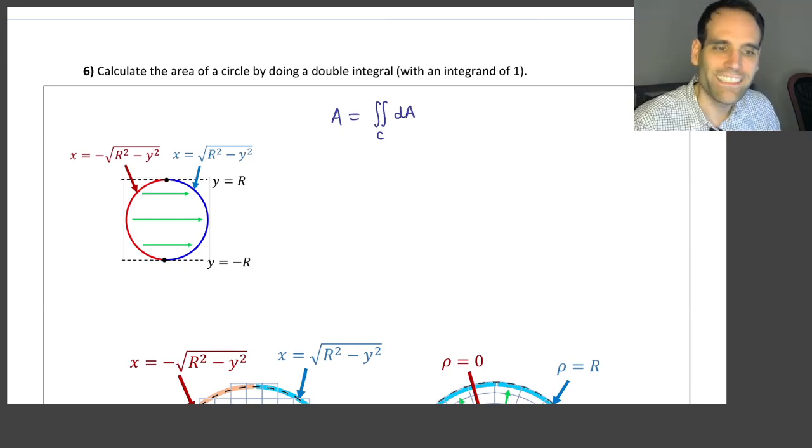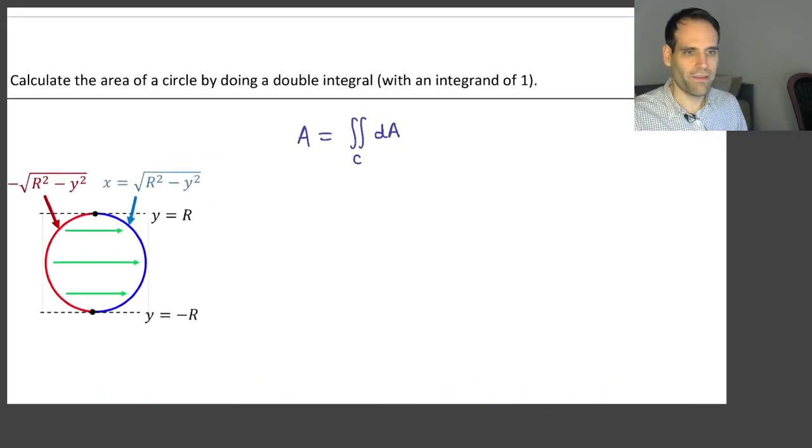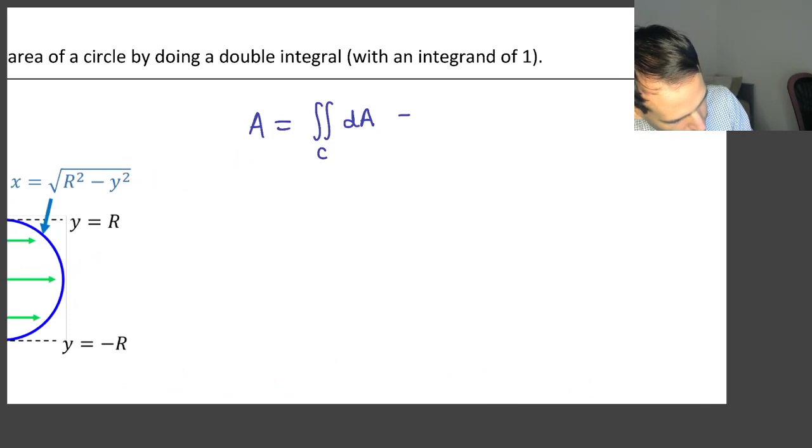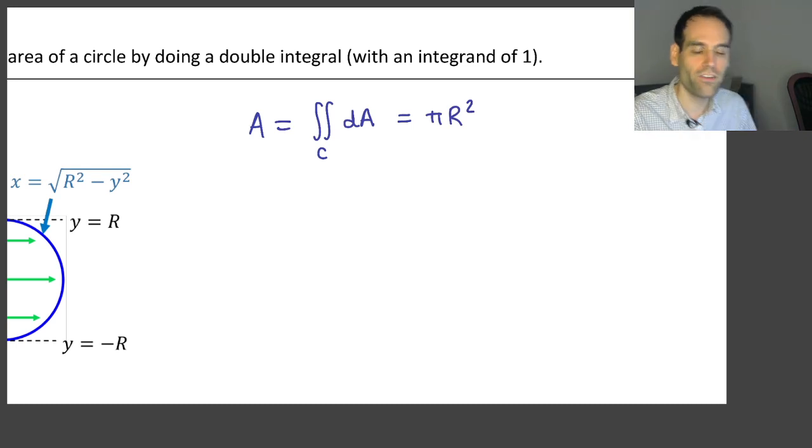Why am I so excited? Because you are calculating the area of a circle. Okay? So you might say, Paco, what are you talking about? Why is that exciting? The area of a circle we already know is pi r squared. I know that since I was 12 years old or whatever. I don't know when you were taught about the area of a circle.